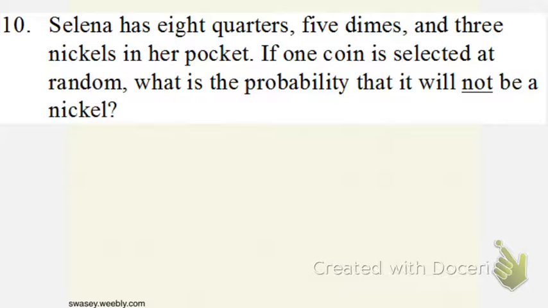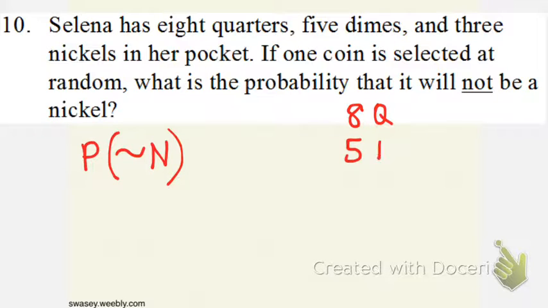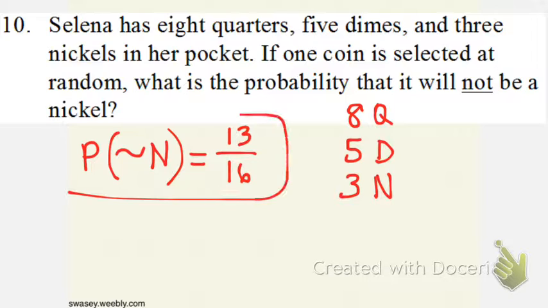Here we're trying to figure out the probability that you do not get a nickel. Now let's see, we have 8 quarters, 5 dimes, and 3 nickels. We're giving them each the same equally likely outcomes. So not nickels would include the dimes and the quarters. That's 8 plus 5, 13 out of a total of 16. So the probability of not getting a nickel would be 13 out of 16.